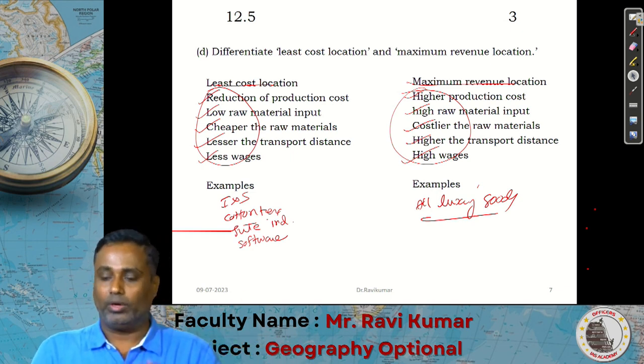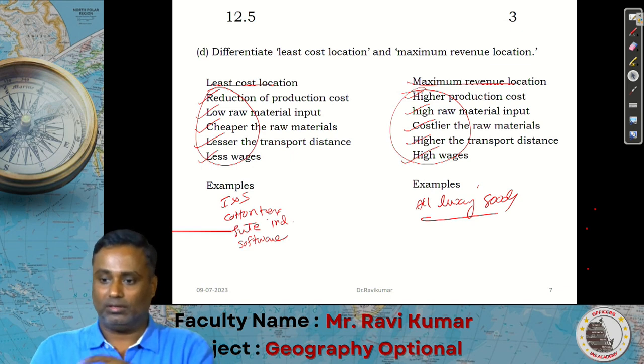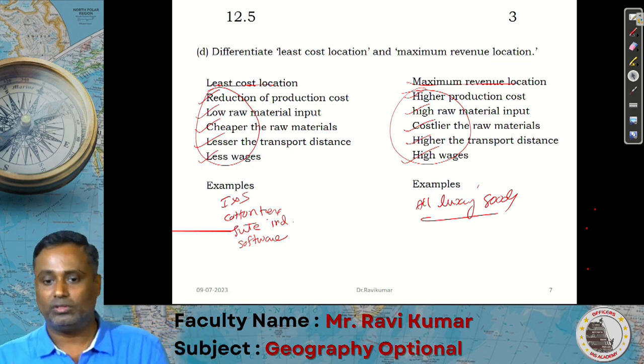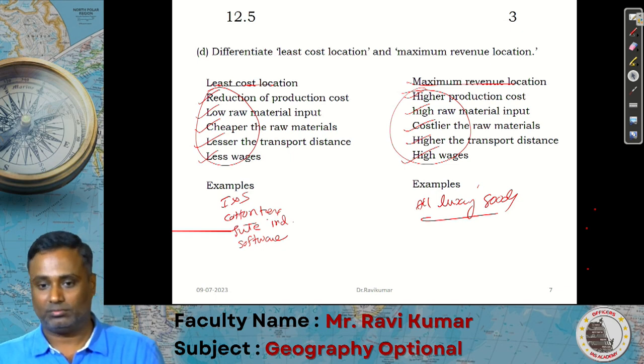Okay. Why does Maruti Suzuki have a plant in India? They can produce it in Japan and bring it here. But why do they produce it in India? To reduce the cost of production, they produce and sell it here. So they are least cost production.